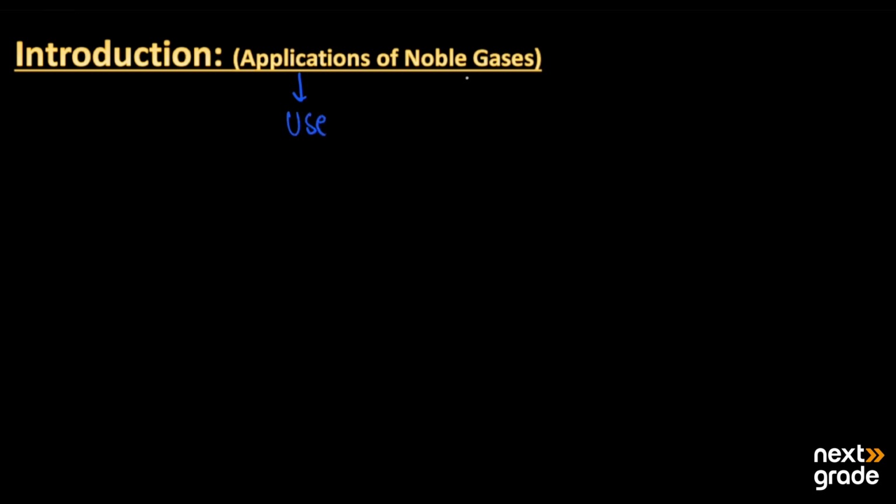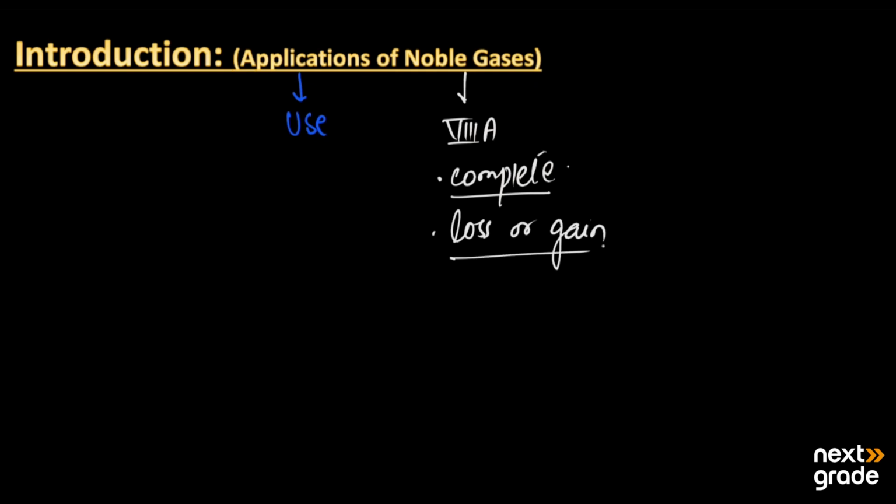Basically, the noble gases are the group 8A elements in the periodic table. They are called noble gases because they have their valence shell complete, or we can say they have a complete octet. They do not need to lose or gain electrons, so they are called chemically inert substances, and in turn they are called noble gases.